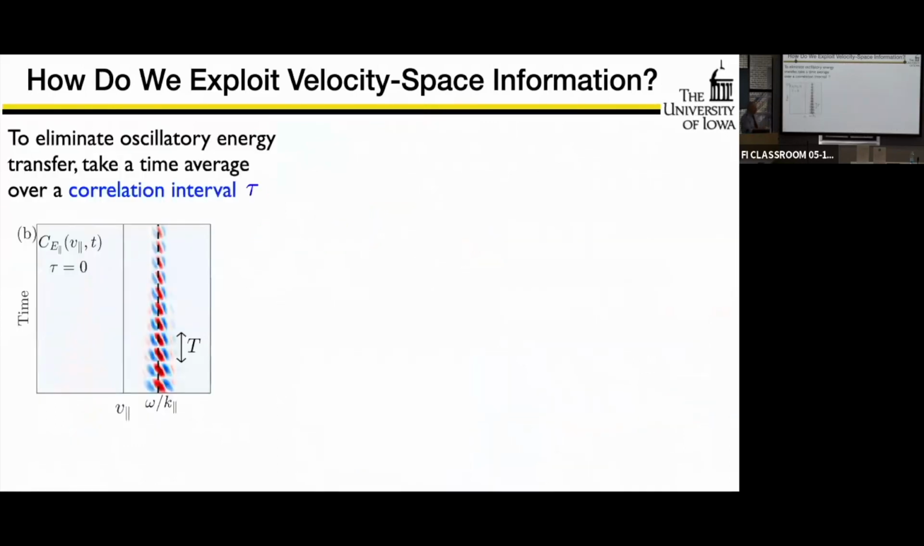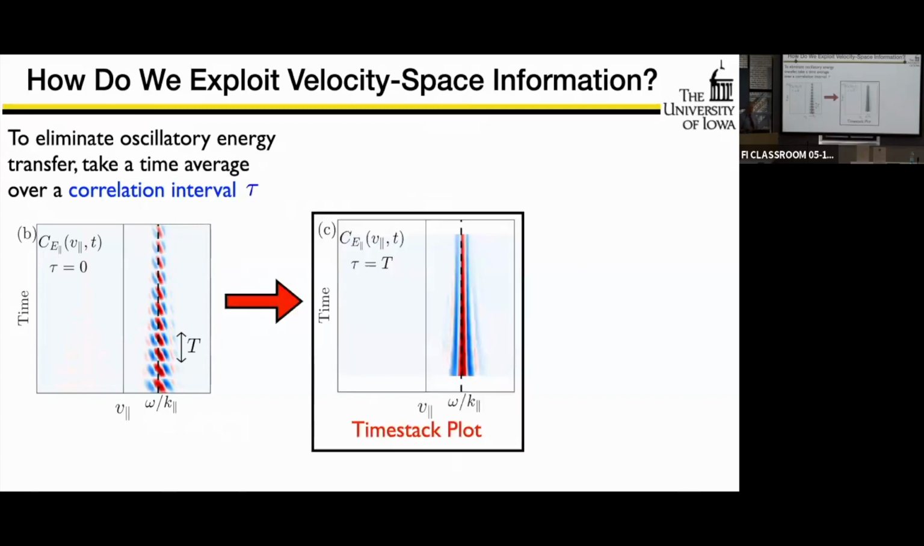So what do I do? How do I do this? Well, I have this system where I've taken that correlation. What I do is I specify a correlation interval where I'm going to take a time average over that time to eliminate all that oscillatory transfer. And so here I can take just a wave period as the ideal case for a single wave. And when I do that, I get a signal that looks like this.